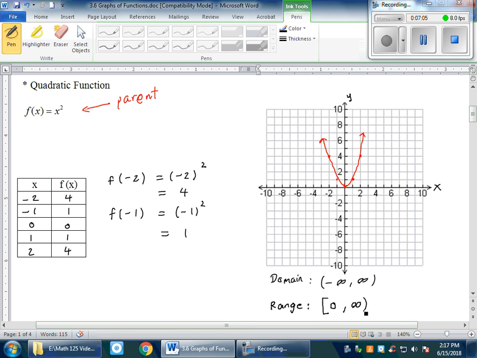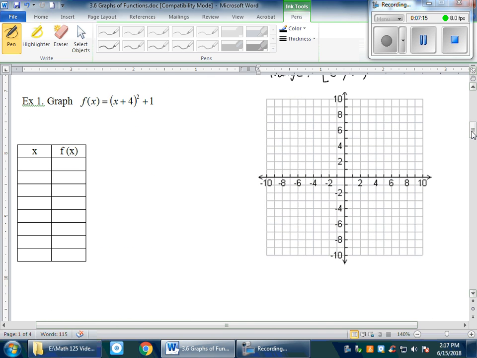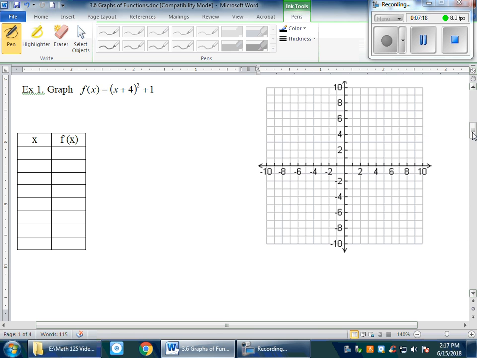Now that you know the shape of the parent graph of the quadratic function, let's take a look at the next example. In this example, we can see that f of x is equal to (x plus 4) squared plus 1. If you FOIL this (x plus 4) squared, then you know that your variable x will have the exponent 2. That tells you the shape of this function will be a parabola also, like the parent graph. However, unlike the parent graph, it will not be at the origin to start with.